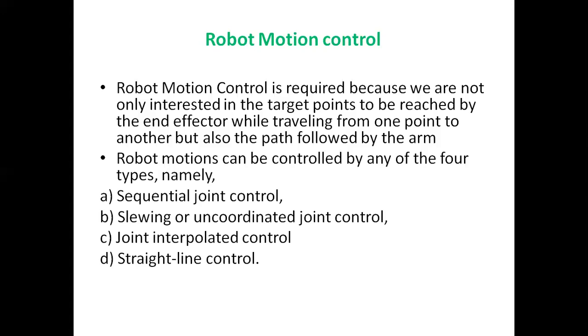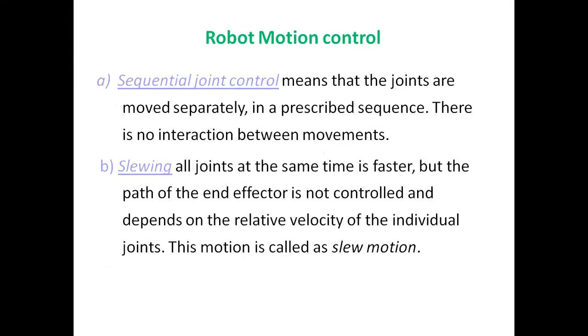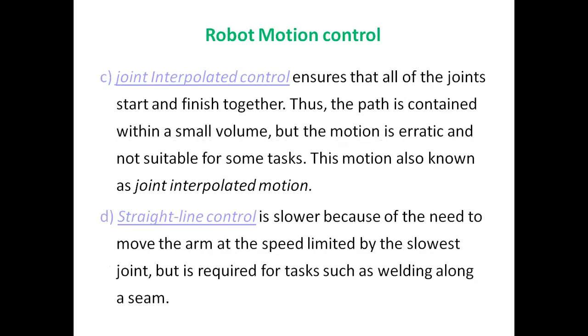We'll have a sequential joint control, a slewing or uncoordinated joint control, a joint interpolated control, and a straight line control. In sequential joint control, the joints are moved separately in a prescribed sequence. There is no interaction between the movements. In the case of slewing, all joints move at the same time, so it is faster, but the path of the end effector is not controlled and depends on the relative velocity of the individual joints. That motion is called slew motion.